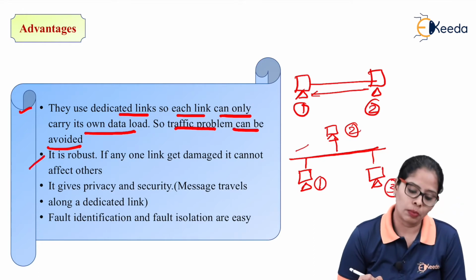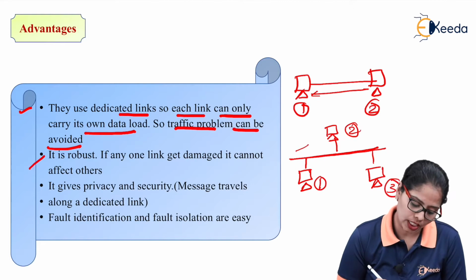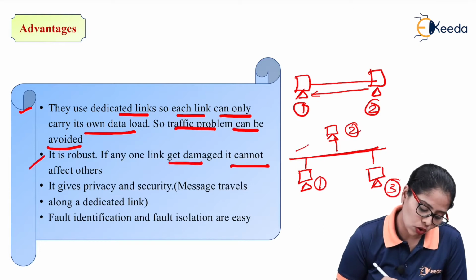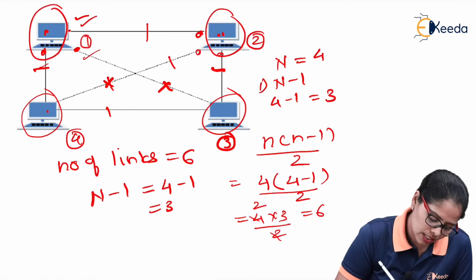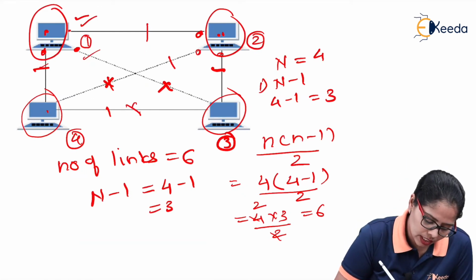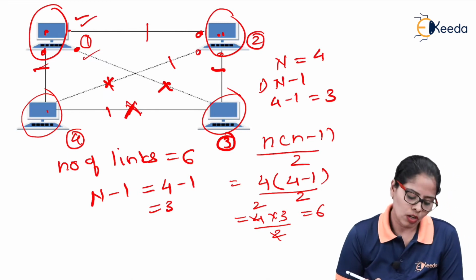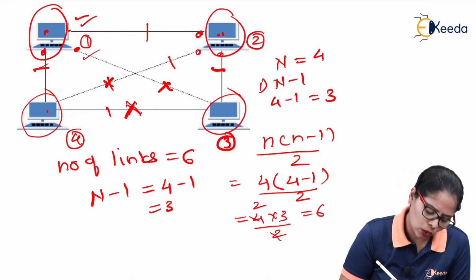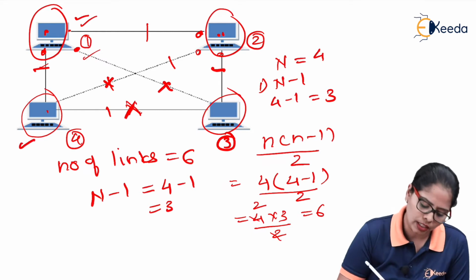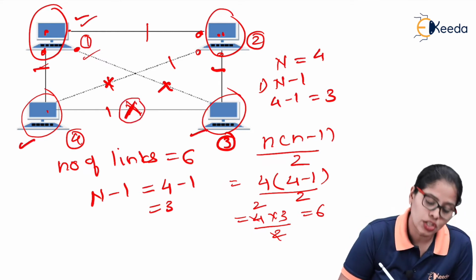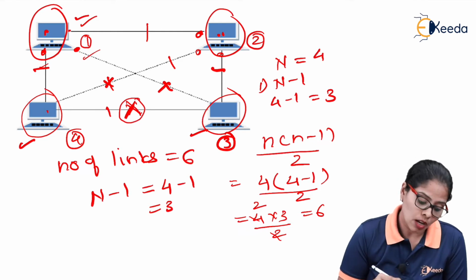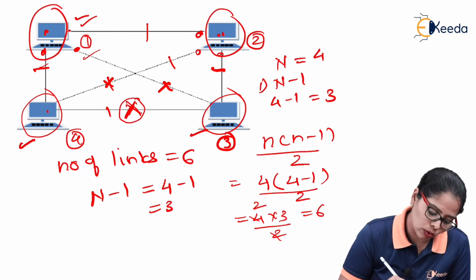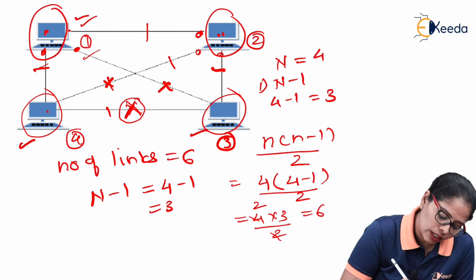It is robust, and if any one link gets damaged, it does not affect the others. Now see over here in this example, I found that there is a break in this cable. So which communication is affected? Only the computer 4 and computer 3 communication gets lost, or does not take place. But can my 4 communicate with the 1? Yes, with the help of this link.